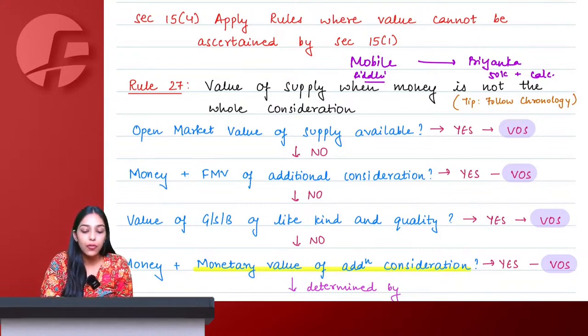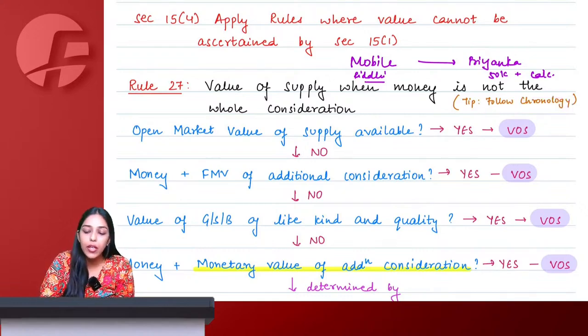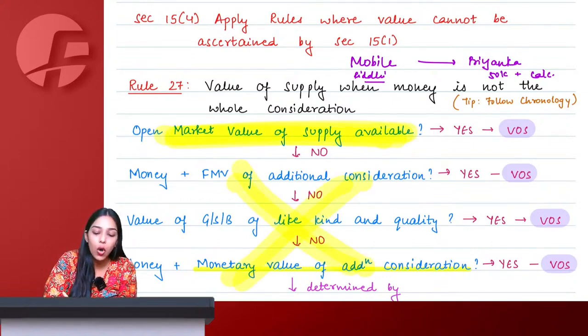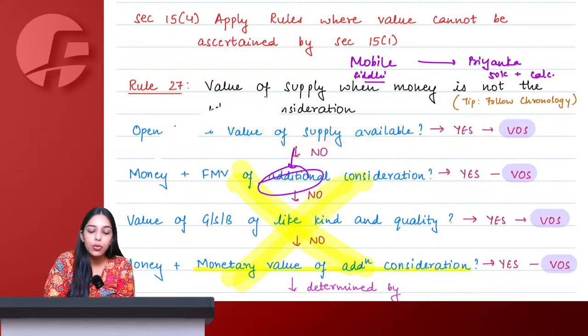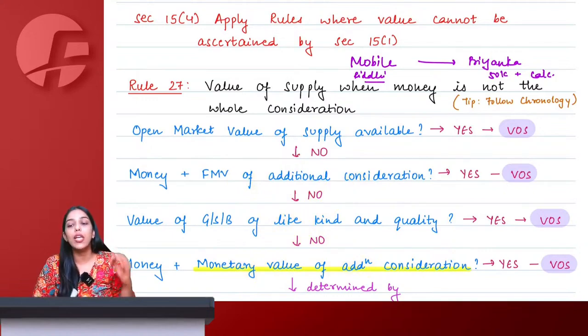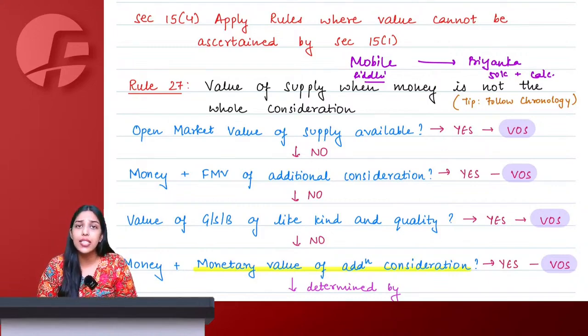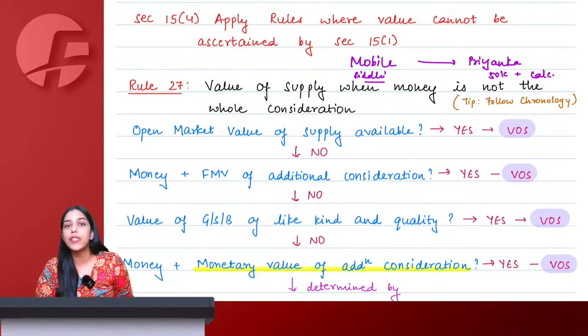Okay. So now first point, you always have to follow the chronology. Chronology means you will go step by step only. If value can be ascertained using this step, then I will not go to further steps. Only and only if value cannot be ascertained using this step will I go to step number 2. So you cannot directly go to any step which you feel comfortable with. You will always have to follow the chronology under rule 27. Now the chronology says, is the open market value of supply available?